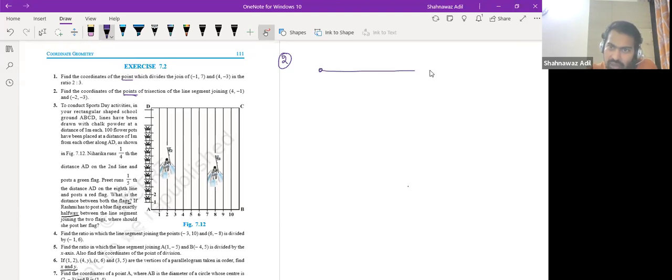So let us draw these 2 points. This is 4 minus 1 and then minus 2 minus 3. This is Q. Now we have a trisection, meaning that it is divided into three equal parts. So let us divide this line into three equal parts. This one is equal, this one is equal, this one is equal. So this is 1, this is 1, this is 1. Three equal parts.